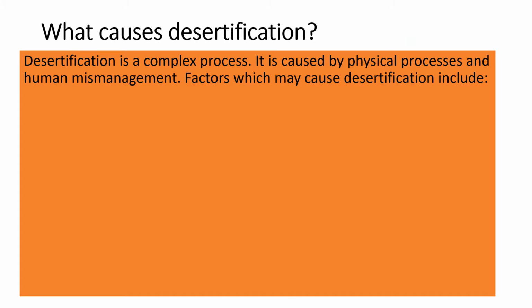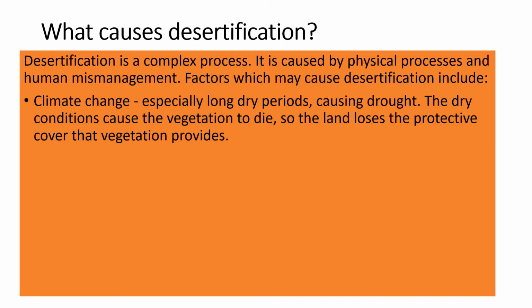Before we do, let's just remind ourselves of the causes of this desertification. So it's a very complex process. That means it's quite difficult to understand because there's a number of reasons for it. It's caused by physical processes and by humans mismanaging the land. Here are some of the factors that cause it. They mentioned in the video climate change. So long dry periods without rain, which causes drought.